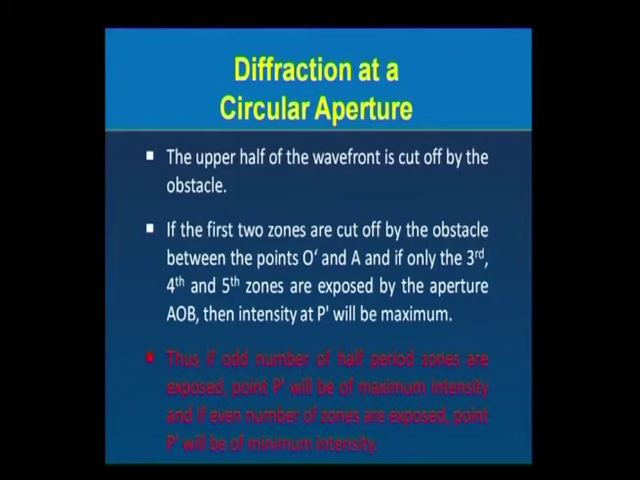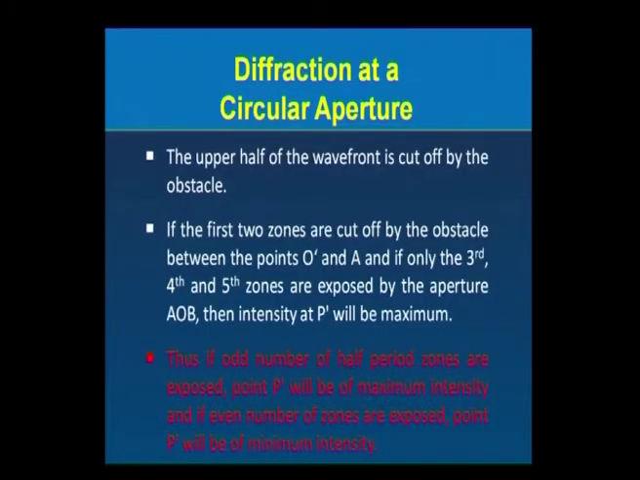Thus, if an odd number of half period zones are exposed, the point P prime will have maximum intensity, and if an even number of zones are exposed, point P prime will have minimum intensity. So, the point is, with respect to the point P prime, some of the zones, especially the first few half period zones, will be cut off, and the light coming from the other half period zones will have its effect felt. Depending upon whether the number of zones is even or odd, the intensity will be either maximum or minimum.